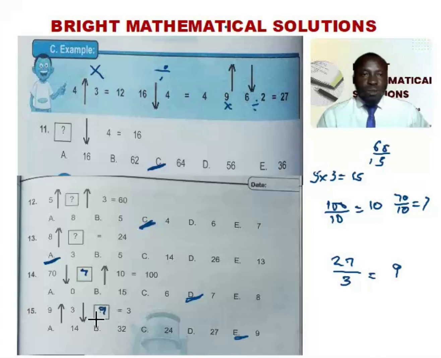So let us quickly check it back. 9 multiplied by 3 is 27. 27 divided by 9, and that is 3. So that is our final answer.